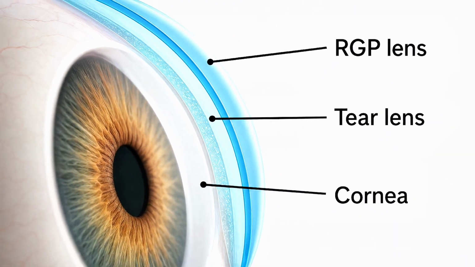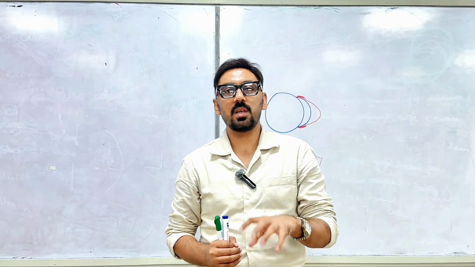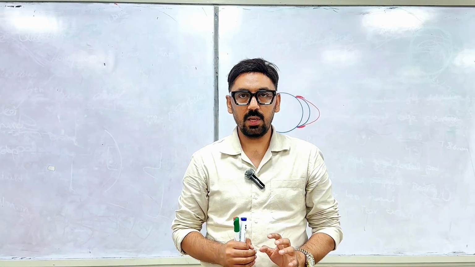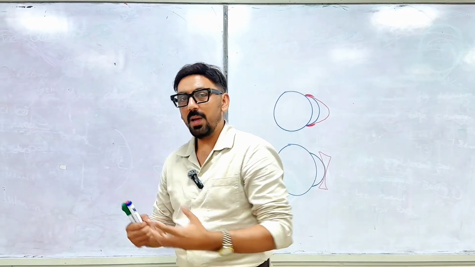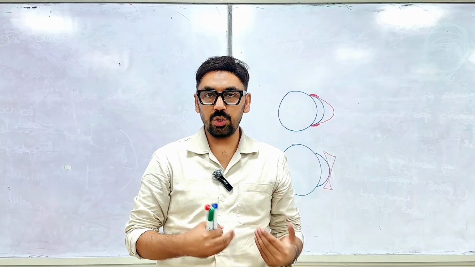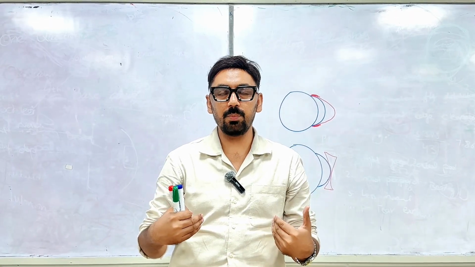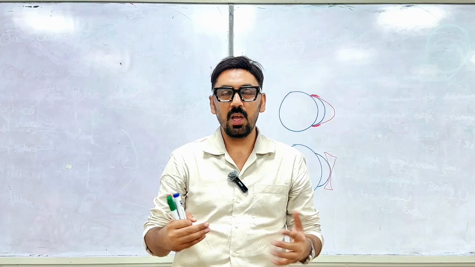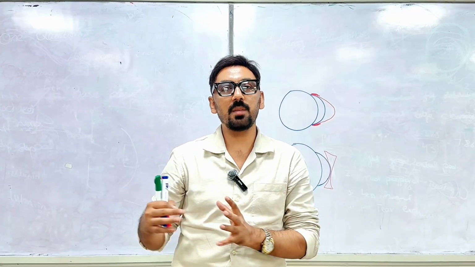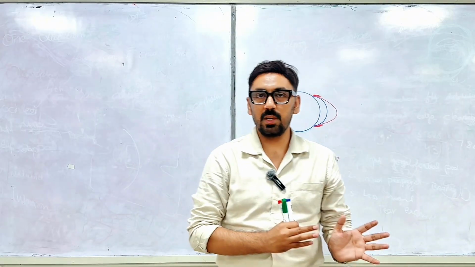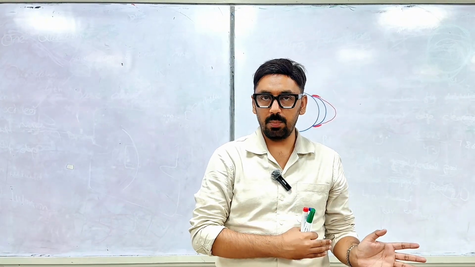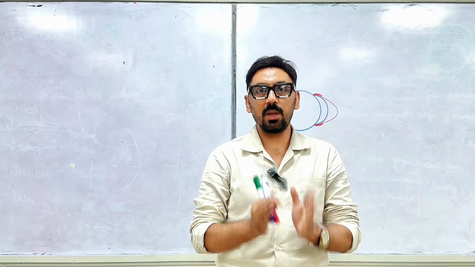Specifically in RGP lenses, the tear lens has clinical and optical significance. This is very important. But it depends on whether the tear lens between the cornea and the RGP lens has a plus effect or a minus effect. That situation depends on the fitting of the lens: either the fitting is steep, flat, or alignment fit, right?